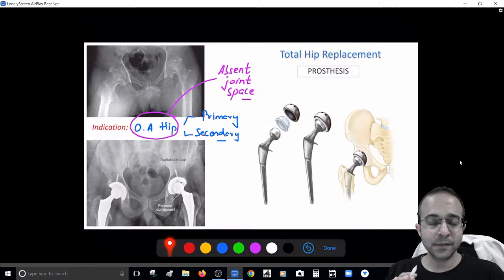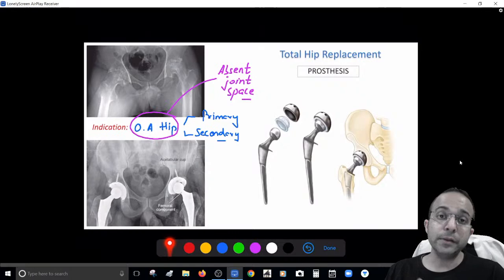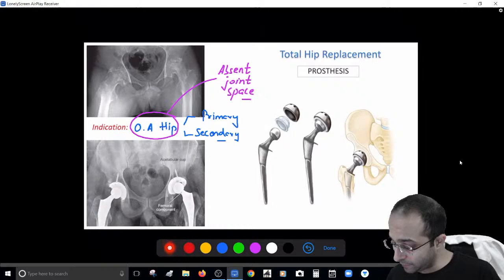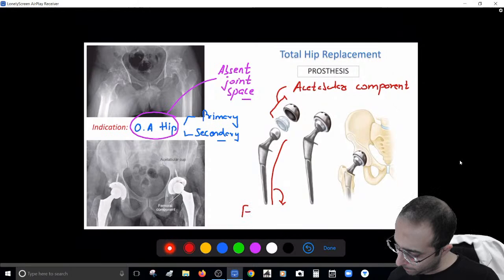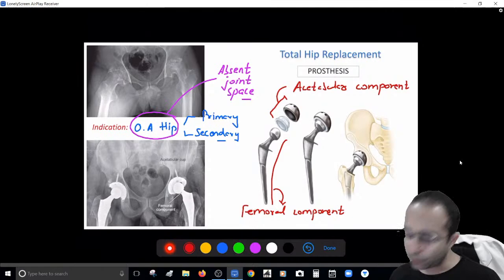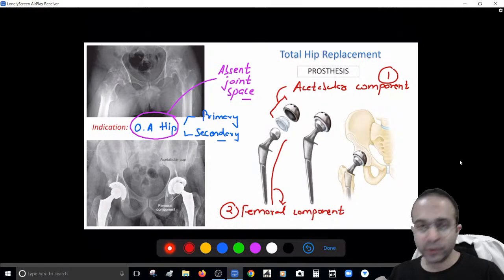Now, a total hip replacement prosthesis is meant to set in the natural anatomy. So it has components. There is an acetabular component in a total hip replacement prosthesis. And there is a femoral component in a total hip replacement prosthesis. So one acetabular component, one femoral component.